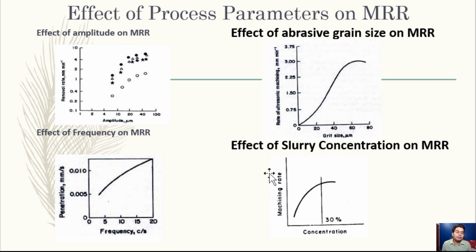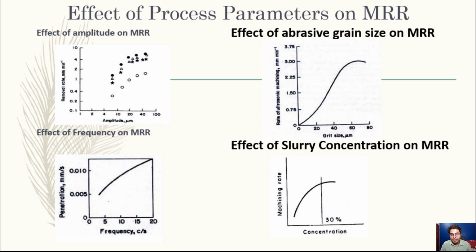The effect of slurry concentration on MRR: with increasing concentration up to about 30%, the material removal rate will increase, and after that it will be constant for a certain period, and after that with the increase in concentration it will decrease.